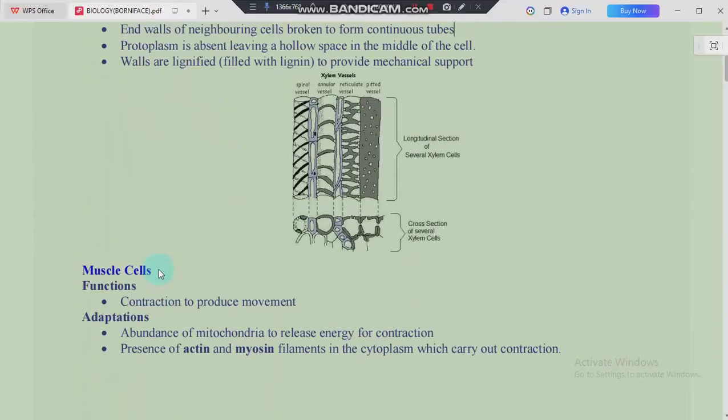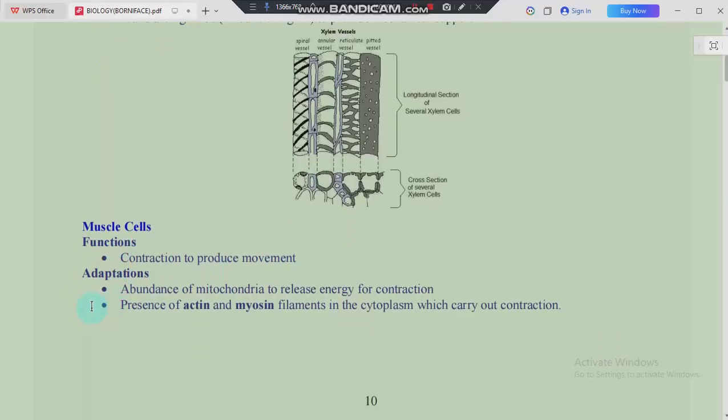Another specialized cell that we can look at this time is the muscle cell. The function of the muscle cell is to contract and produce movement. In that process of contracting, the muscle cells are helping to provide movement or locomotion. For you to move from one place to another, the muscle cells have to contract in order for that movement to be produced. Now, what are the adaptations that these muscle cells have for performing their function?